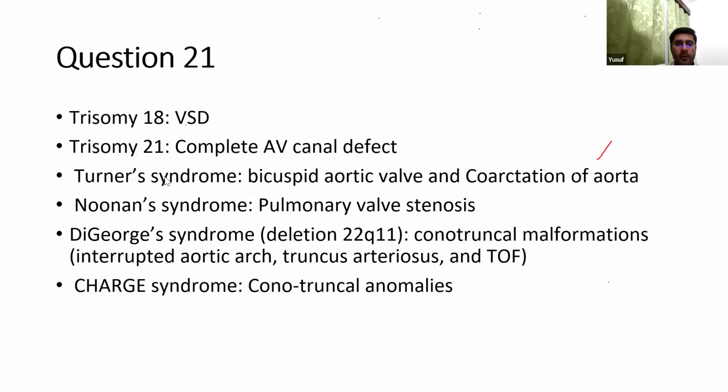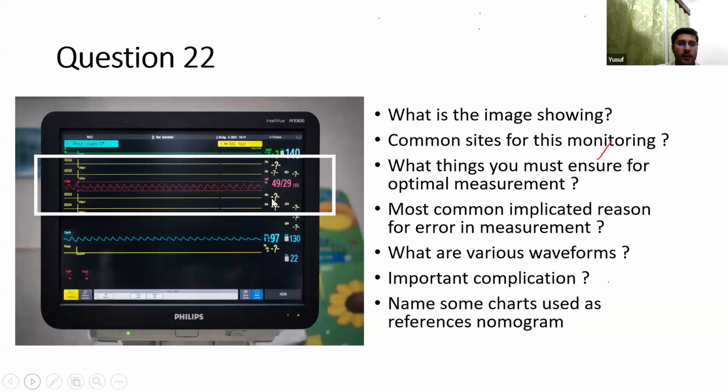So all of you correctly pointed out the answers. Basically, in trisomy 18 it is VSD. In trisomy 21, we see a common AV canal defect. In Turner syndrome, bicuspid aortic valve as well as coarctation of the aorta. In Noonan syndrome, we see pulmonary valve stenosis. DiGeorge and CHARGE are both more or less associated with conotruncal anomalies.